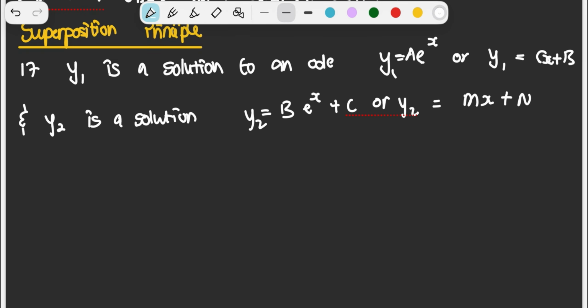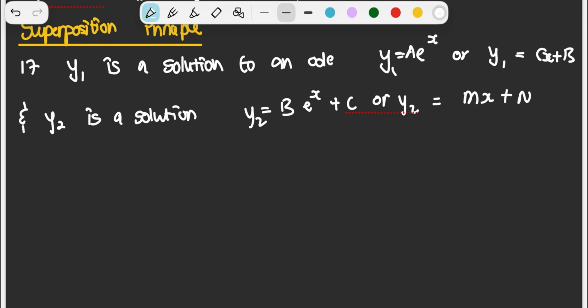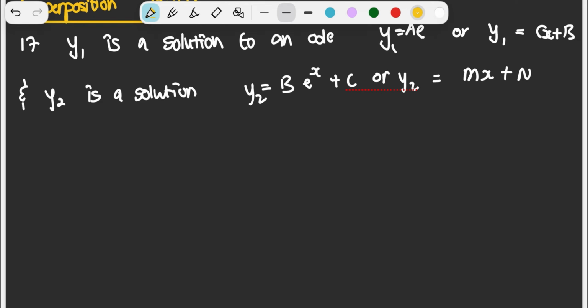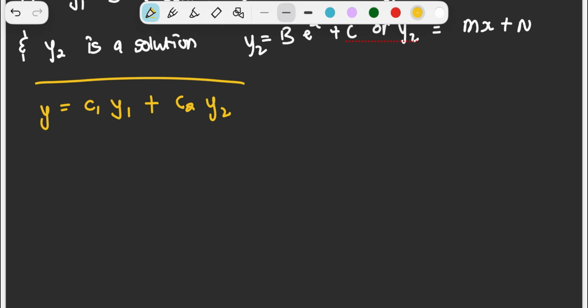I don't care what y1 and y2 are, but if both of these are solutions to an ODE, then any linear combination is also a solution. So what do I mean by this? It means that y equals c1 y1 plus c2 y2 will also be a solution. So any linear combination will also be a solution.